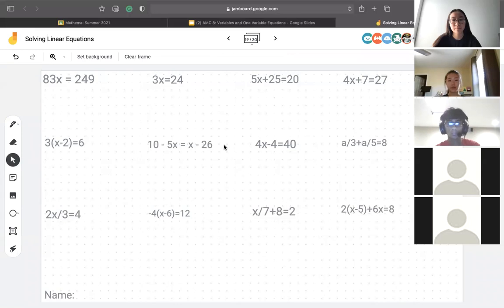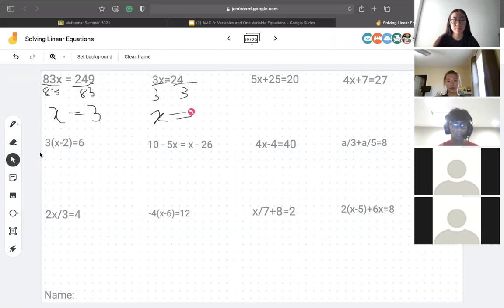Yeah, sure. I'll do the first row. Okay, so for the first one, you would just divide both sides by 3. That would give us x equals 3, which I saw a lot of you had. And then the second one is also very similar. We would just divide both sides by 3, which would get us x equals 8.